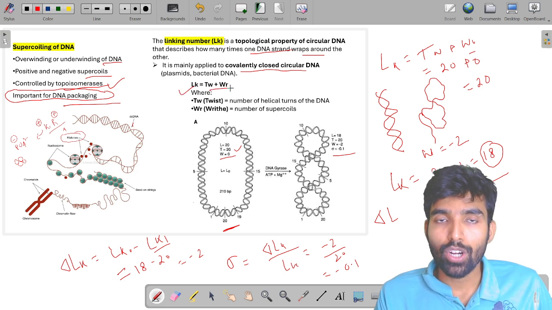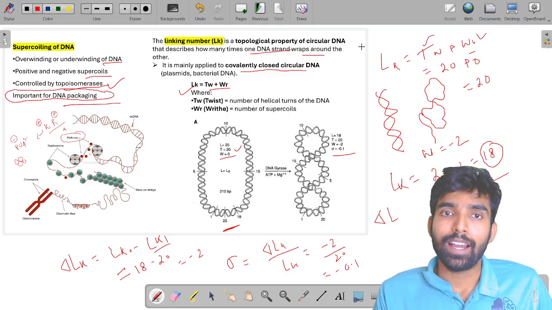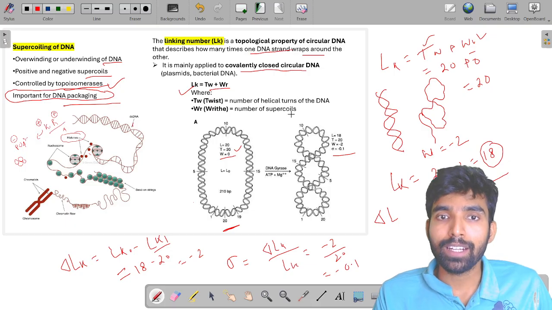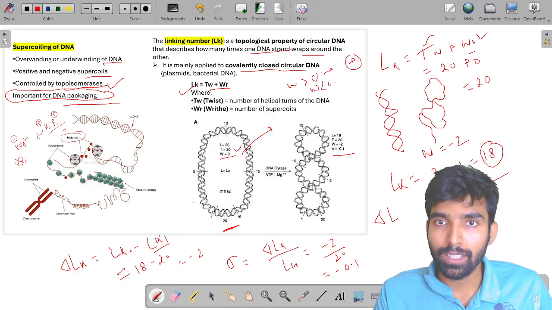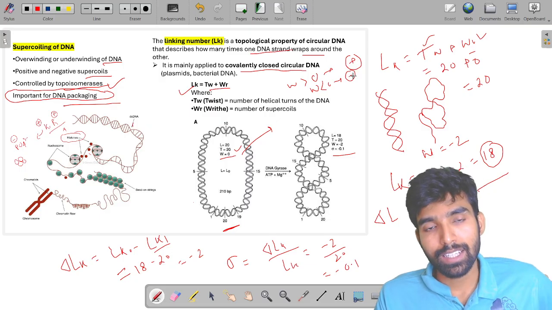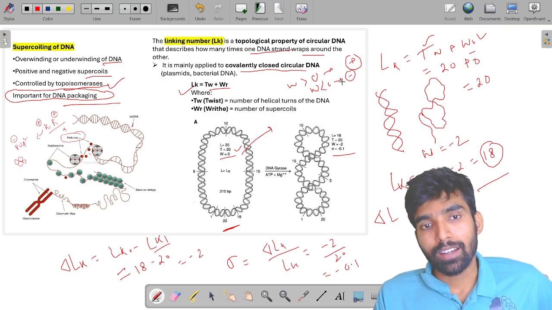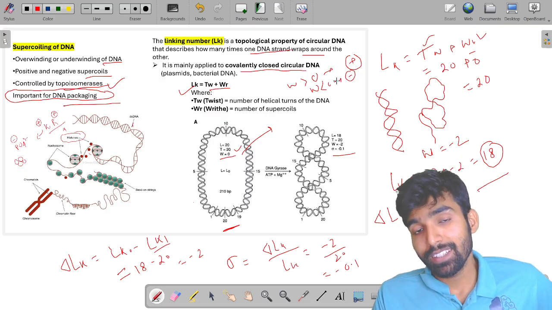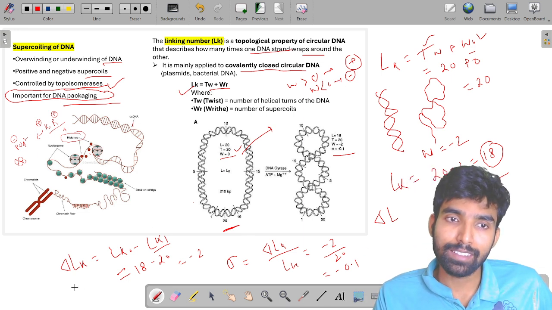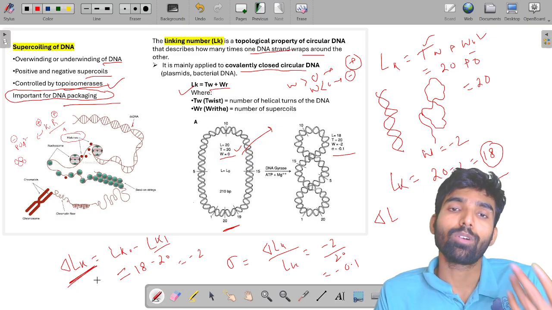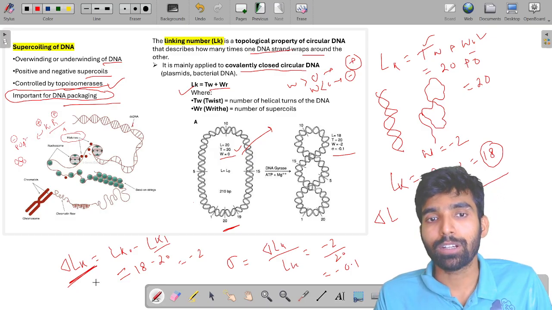Linking number equals twisting plus writhing. Twisting means TW, writhing means WR, right? And that's the summation. In the case of positive supercoiling, W will be positive. In the case of negative supercoiling, it's negative. And delta LK means the current LK minus the initial LK. So by seeing the linking number change, you can say whether it's positive supercoiling or negative supercoiling.